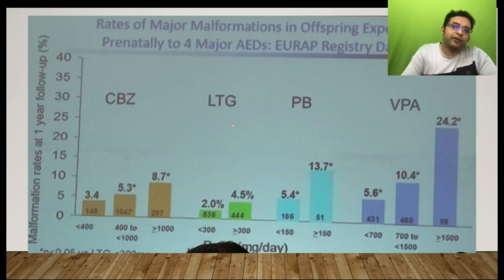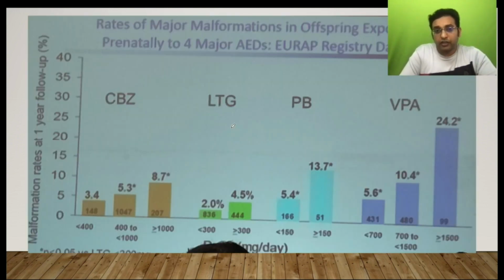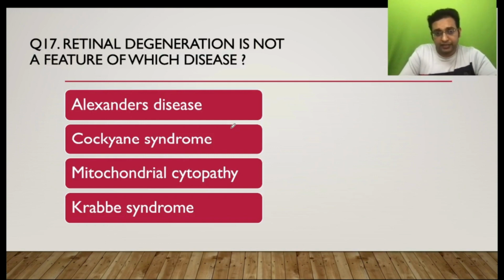This is one of the slides which I had taken from a talk by Emilia Perucca, who is a famous epileptologist. This is from the EURAP registry regarding anti-epileptic drugs. All these drugs were the main ones studied, and the best answer here is actually lacosamide. Lacosamide is the one which is not much studied, but the other three are more likely to cause dose-dependent malformation. Maybe more studies will come in future.